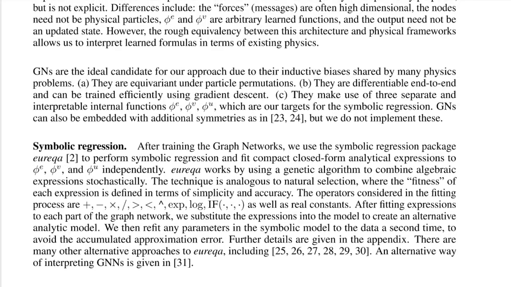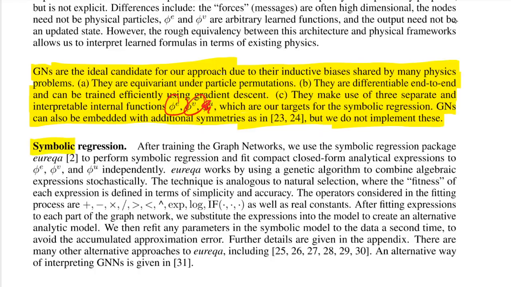So yeah, graph networks, they say, are ideal candidates for our approach due to inductive biases shared by many physics problems. A, they're equivariant under particle permutations. B, they are differentiable end-to-end and can be trained efficiently using gradient descent. And C, they make use of three separate and interpretable internal functions: the edge, the node, and the global model. Now, the global model here isn't really used in the cases we're going to look at, so it's just going to be two different neural networks, which are targets for the symbolic regression. Graph networks can also be embedded with additional symmetries, as in 23, 24, but we don't implement these.